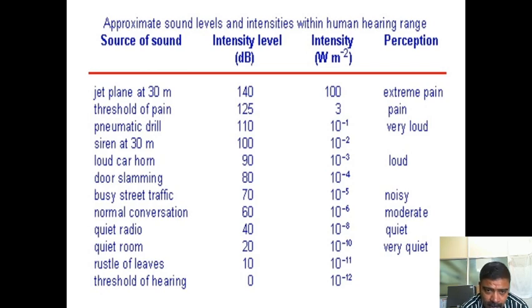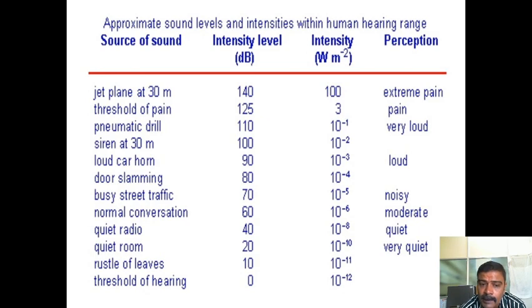Pneumatic drill, those big drills that they use, right? The perception is you have a very loud noise. Many of them actually use pneumatic drills to drill the bore well. Siren, many of these sirens, especially ambulance and police, at 30-meter distance produce almost 100 decibels of sound, which is between very loud and loud. Loud car horn is a loud perception, which is 90 decibels. Door slamming, this is something that most of us don't realize, but slamming a door actually produces a loud noise. It's around 80 decibels. Busy street traffic is around 70 decibels, and the perception is noisy, right?